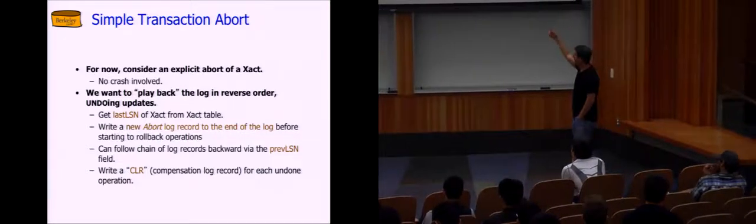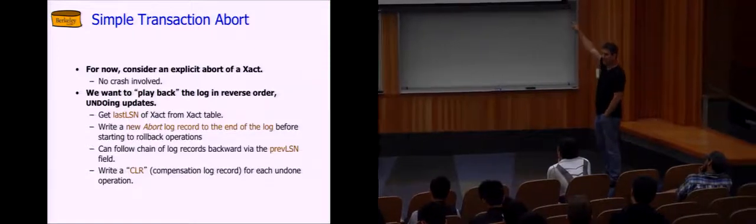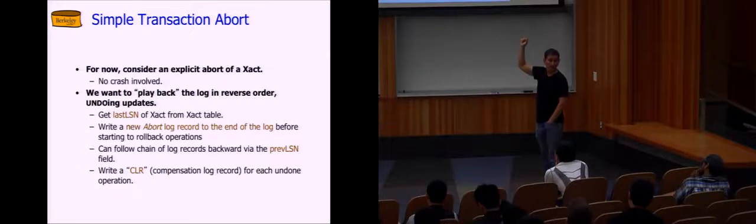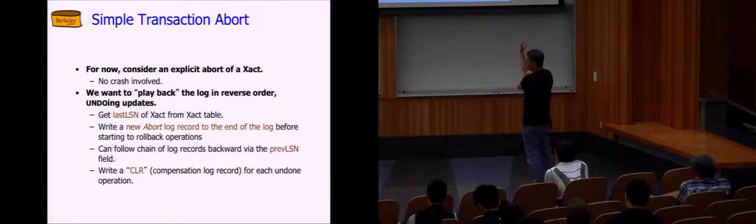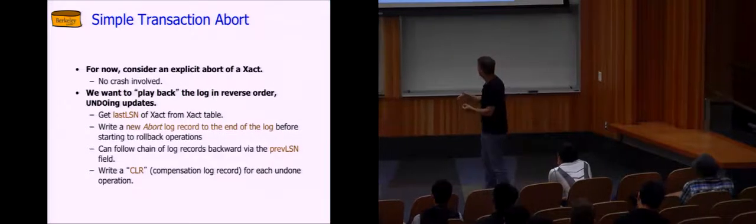In the transaction table in memory, we know the last LSN of this transaction because we were keeping track of it. That's the last thing this transaction did. We go get it from the log, which may be on disk or may be in memory. We look at it. We write an additional log record. As we're reading log records, we're writing new ones to say we're about to abort this transaction, that abort record, to the end of the log. And then we're going to follow the chain of log records via prevLSN backwards, updating the database to its previous state, undoing these log record changes.